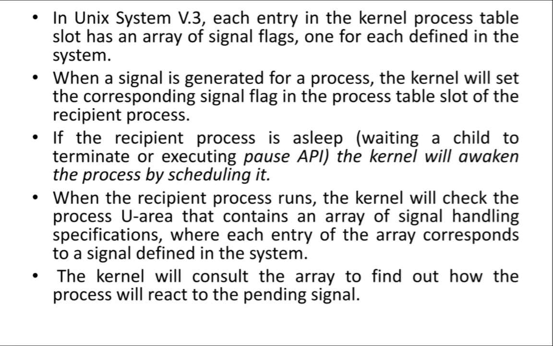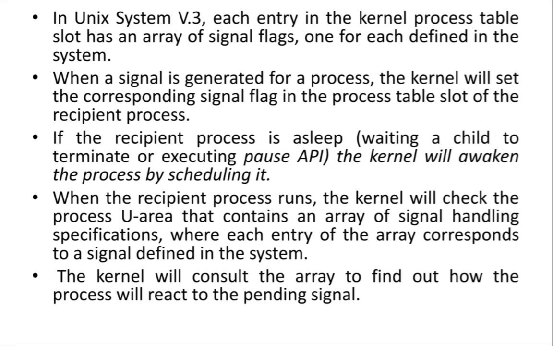When a signal is generated for a process, the kernel will set the corresponding signal flag in the process table slot of the recipient process. For example, if a SIGALRM signal is generated, so that particular slot of that SIGALRM will be activated. The particular flag for that particular SIGALRM signal will be activated. Understanding, guys? For every signal there will be a flag. For example, 20 flags will be there for 20 different types of signals.